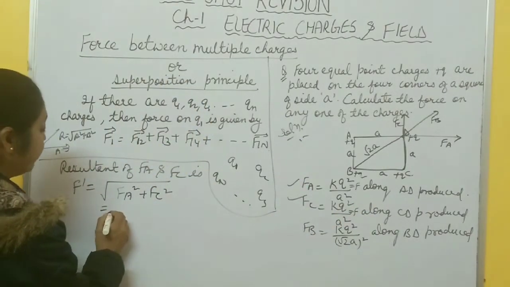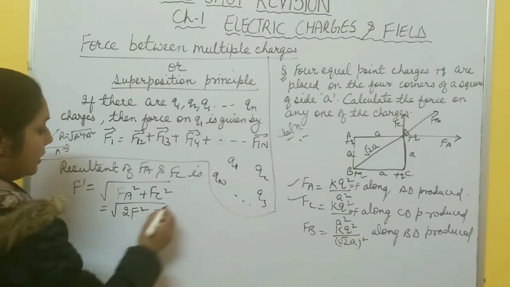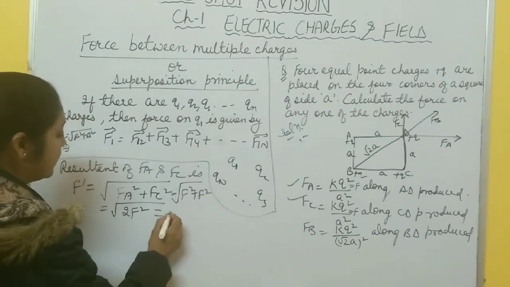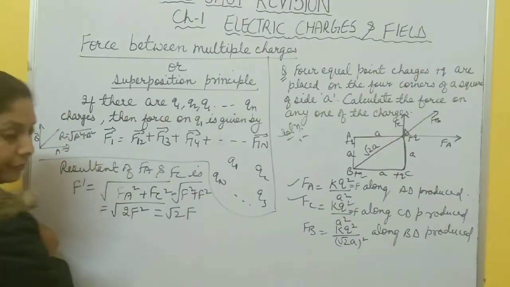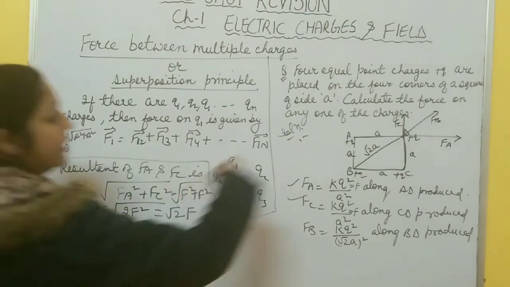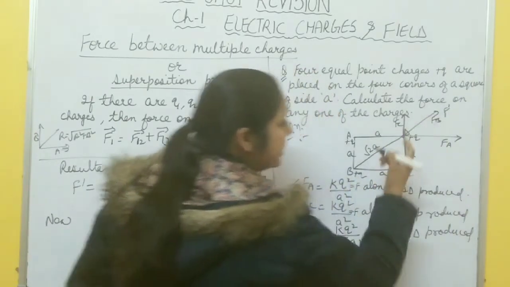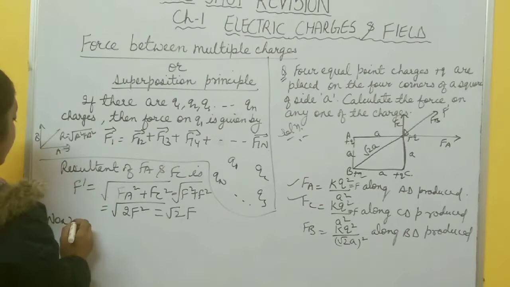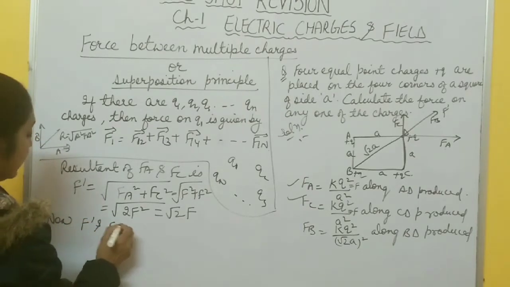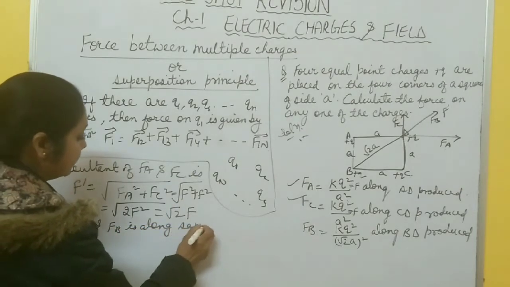So you can write under root twice F square. Yes, na? This is also F and this one is also F. So this becomes under root 2 F. Right? Now again, this F dash, the resultant of FA and FC, is also along this direction, F dash, and FB is also in that direction. So now, F dash and which force? FB is along the same direction.